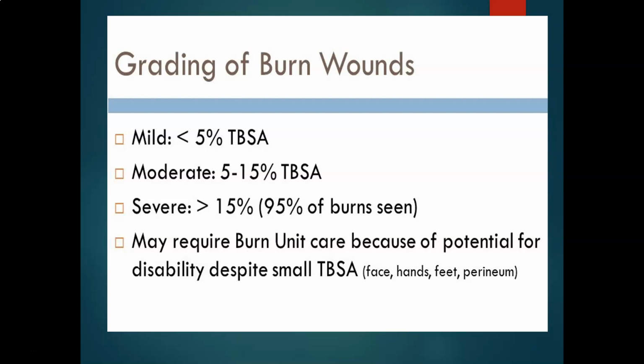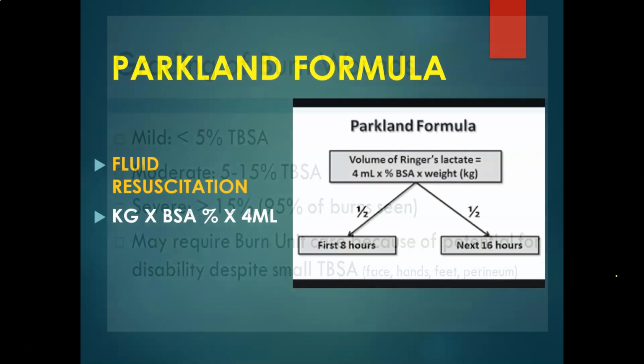If it's mild, it must be less than 5%. If it's moderate, then it must be 5 to 15% TBSA. And if it's severe, it should be more than 15% of the burns actually seen. And all of these severe cases may require your burn unit care because of the potential for disability despite your small TBSA. So face, hands, feet, and perineum. Okay?